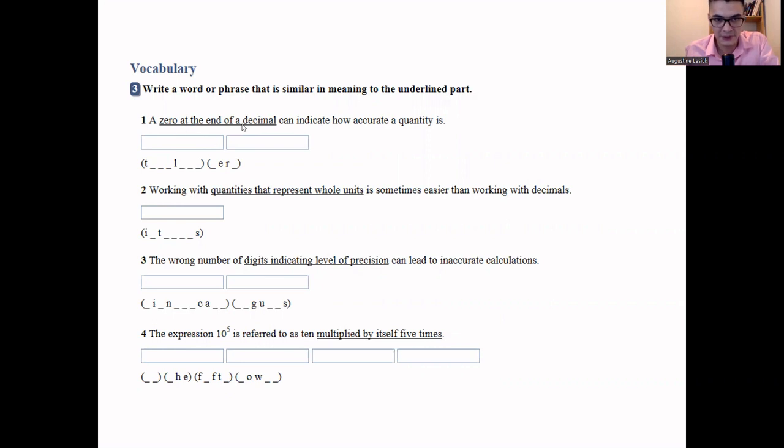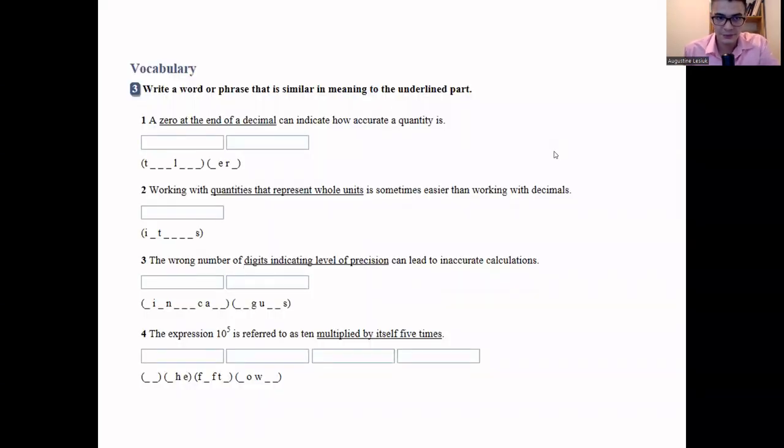So we have 0 at the end of a decimal, quantities that represent whole units, digits indicating level of precision, and multiplied by itself 5 times. As you can see, you're also given some of the letters of the words or phrases you need to write as a clue. So I want you guys to pause this video, try this out yourselves first, and once you're done, resume the video and we will go through the answers together.